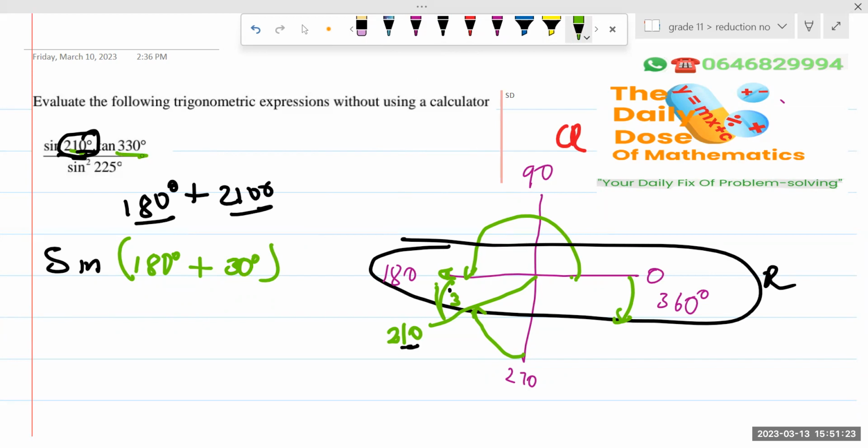So how are you going to write this thing? You go on your CAST diagram again. Look at this. If you go on your CAST diagram, where would you find 330? Ask yourself that question. Where would you find 330? You find it here, you come here and say, okay, this is 330. You write 330 here. All right, good for us.